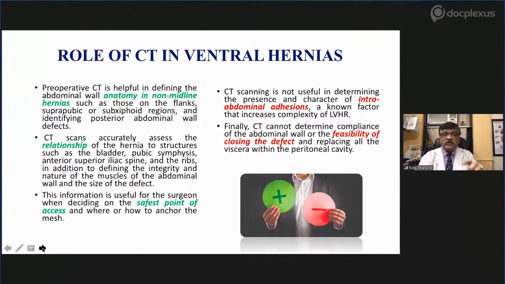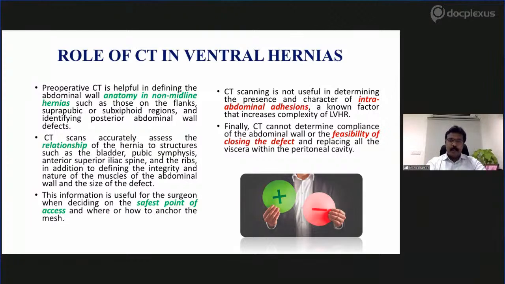Ask the radiologist to comment on the anterior abdominal wall rather than the contents of the abdomen. That is most important, because no one is talking about the hernia, the muscle size, the thickness of the muscle, the thickness of the linea alba. That is the most important thing, and that is what we have started doing now.